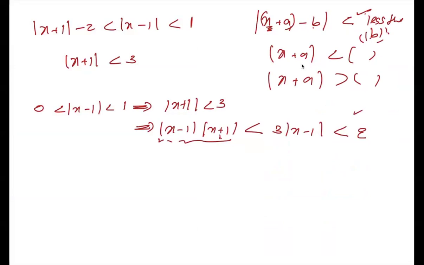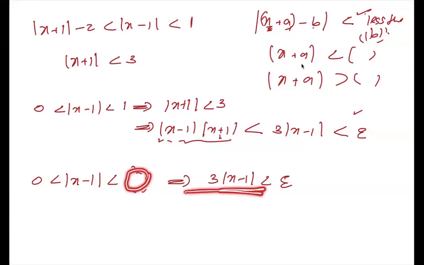So what would my delta be to show that one? What should I put here to imply this? Anyone? Can anyone suggest a value? What is the positive value I should put here to imply this? Yeah, exactly. I have to put epsilon over 3 to get this one, because once I put epsilon over 3, it straight away implies this, because we can multiply both sides by 3.